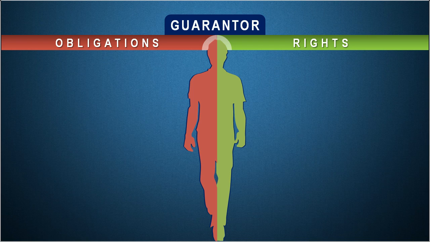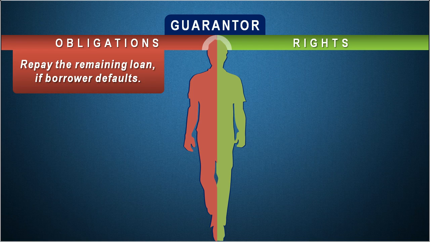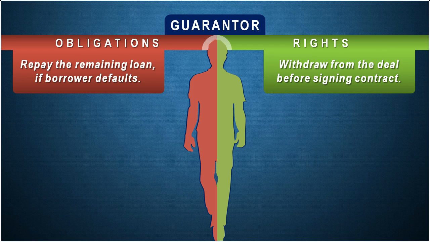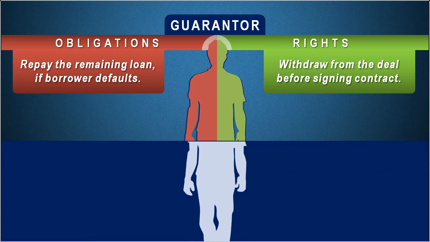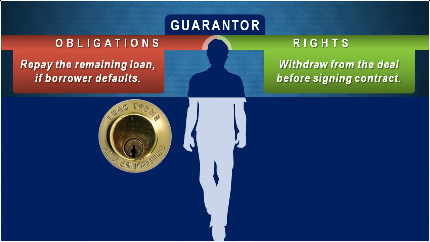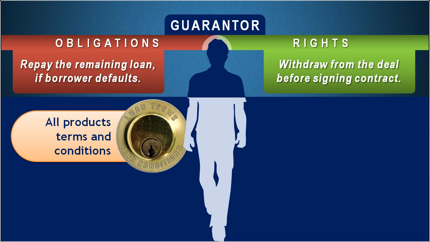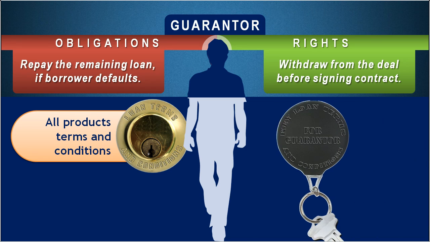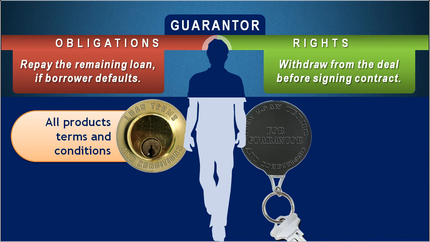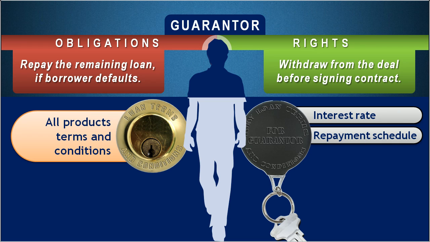In the beginning of our lesson you will learn that the obligation of the guarantor is to repay the remaining loan, if a borrower defaults. The right of the guarantor is to withdraw from the deal before signing the contract. Every responsible guarantor should ask questions about all products' terms and conditions. Key loan terms and conditions, from the guarantor's perspective: interest rate, repayment schedule, penalty fee.